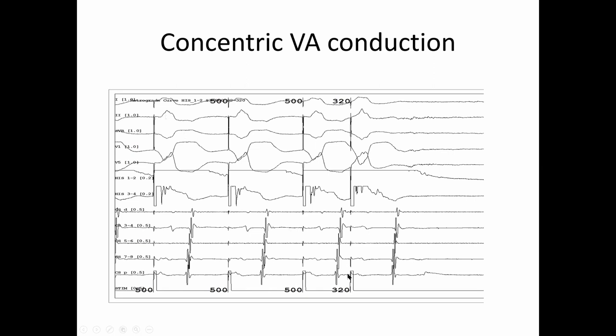We put in one extra stimulus, so a 500 millisecond drivetrain, and then an extra stimulus, where the last beat of the train is shorter than the rest of the train to stress the AV node. And we're looking at the conduction from the stimulus down to the proximal coronary sinus. You can see this is going from CS proximal up to CS distal, shown in the green line there.